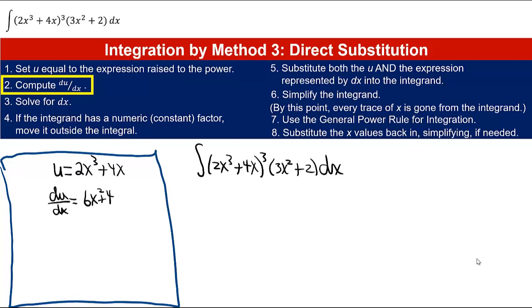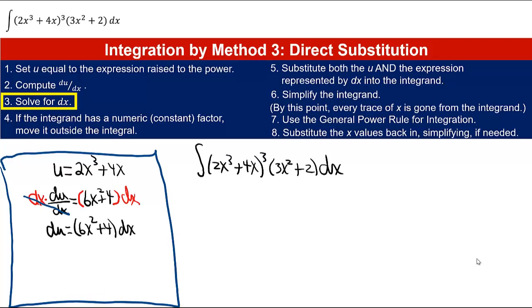Step 2 says to compute du dx. That's the derivative of u with respect to x. That would be 6x squared plus 4. Step 3 is to solve for dx. So I will multiply both sides by dx. The dx is on the left, divide out. And that leaves you with du is equal to the expression 6x squared plus 4 times dx.